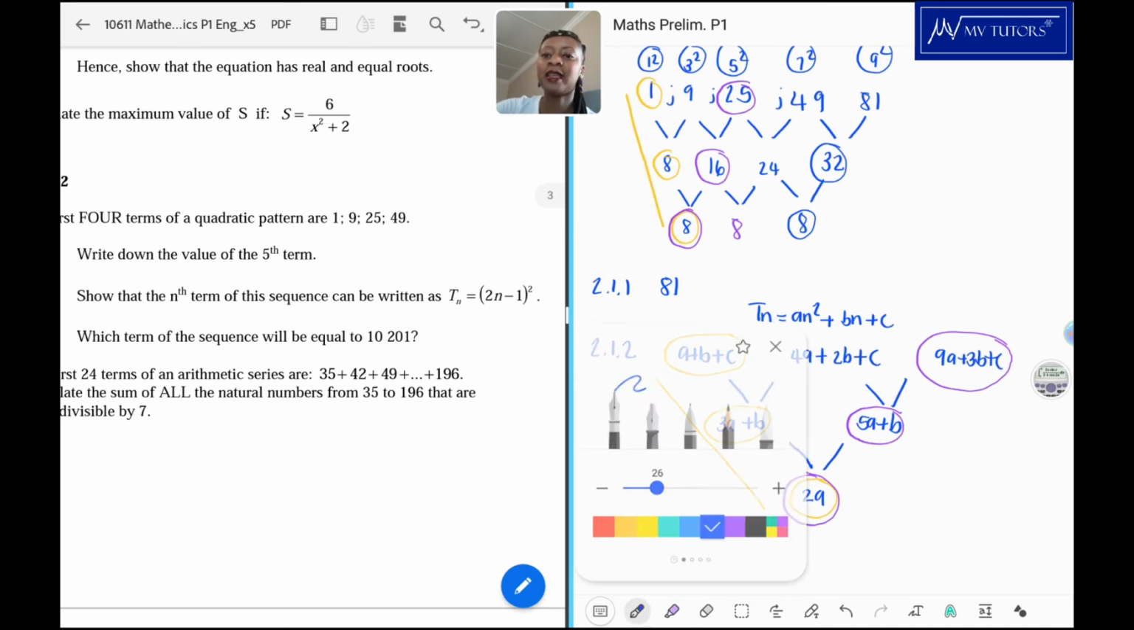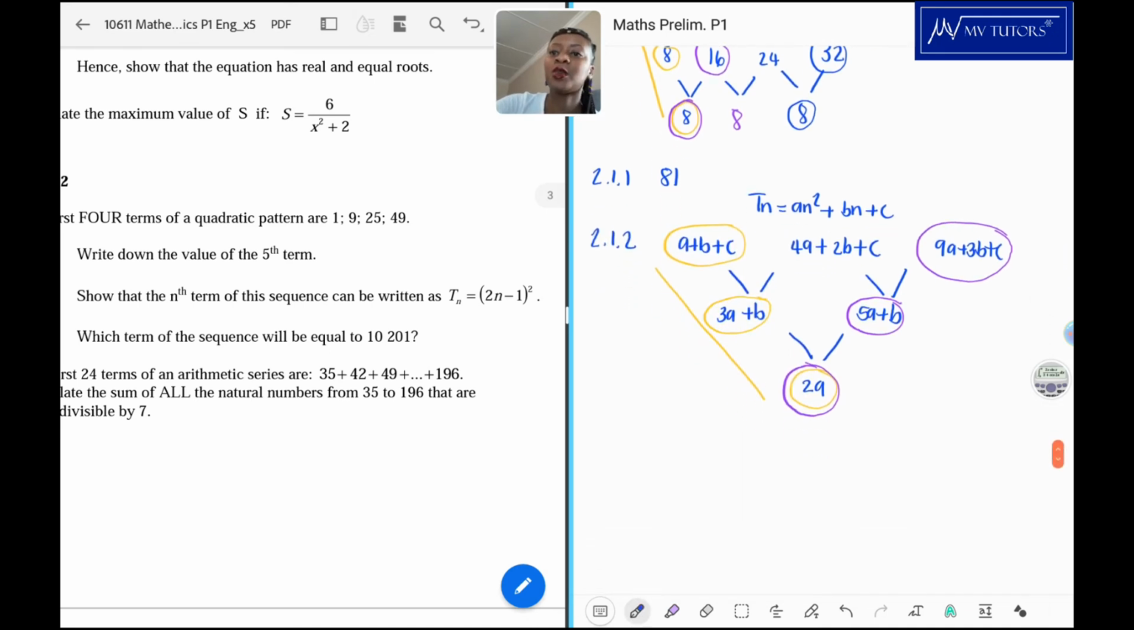So let us find the equation. We're saying 2a is equal to 8. Therefore, a is equal to 4. Then we have 3a plus b is equal to 8. I already know that a is 4.